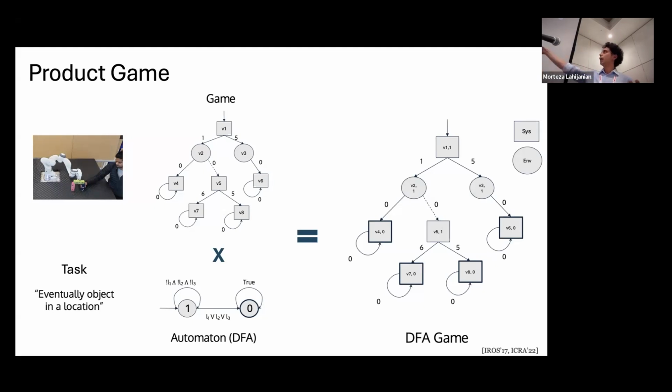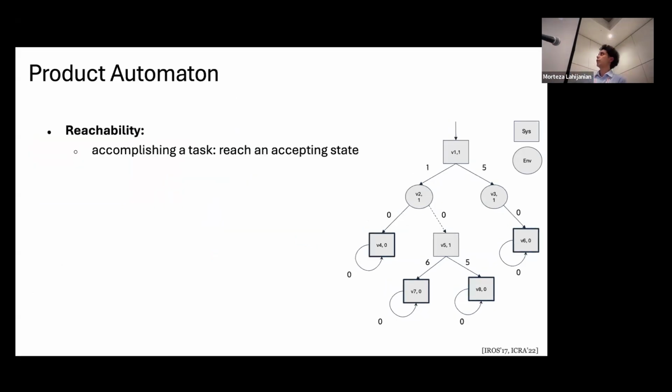So it inherits all the actions and costs from the game and all those special states that are accepting states from the automaton. So now the objective becomes to reach these special states, which means I'm going to achieve my task. I'm also going to inherit all the costs and actions from the game. So this is a bigger game where the objective is to reach those special states. So it's a reachability game, also known as a DFA game.